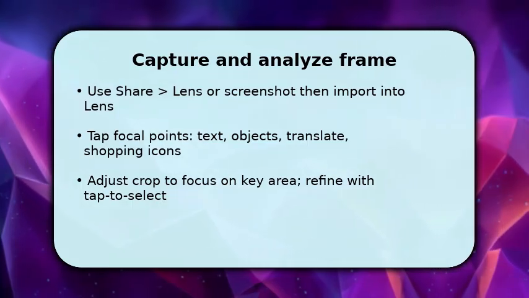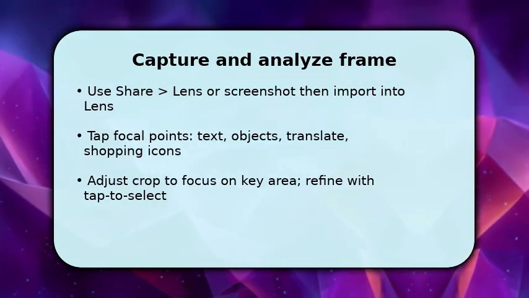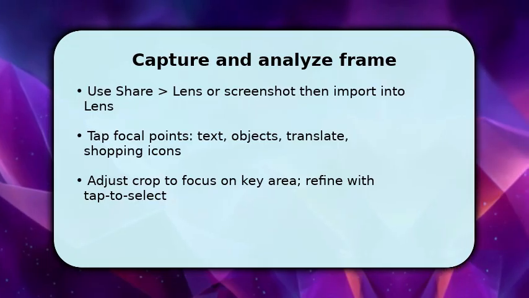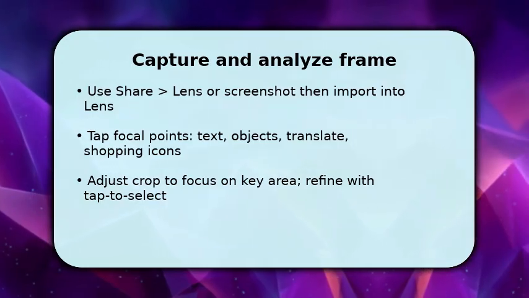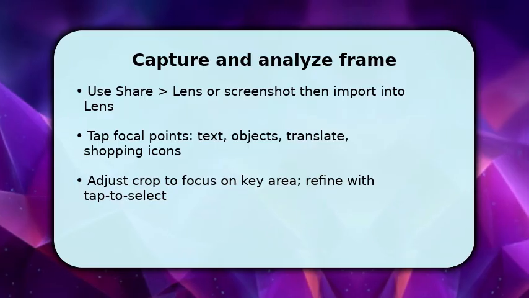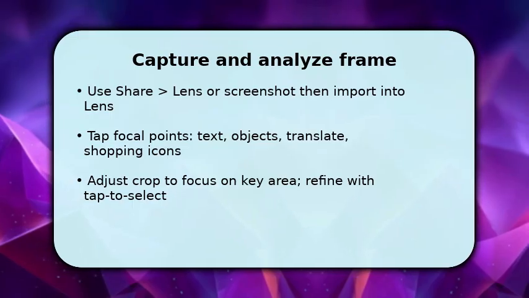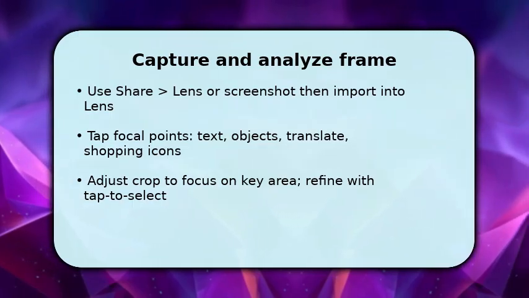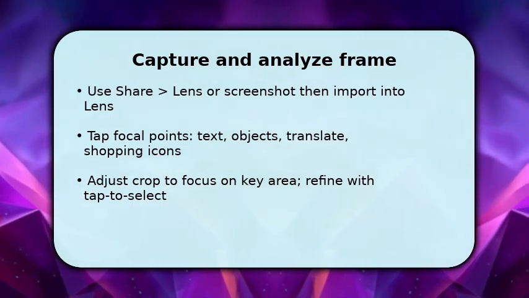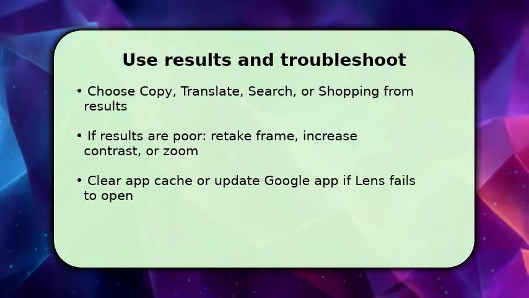If you're translating subtitles or extracting a URL, use the text selector and choose Copy, Translate, or Search. For products, tap the shopping icon to surface matching items. Make sure to crop tightly and tap again to refine results. That reduces false positives. Now act on Lens output.